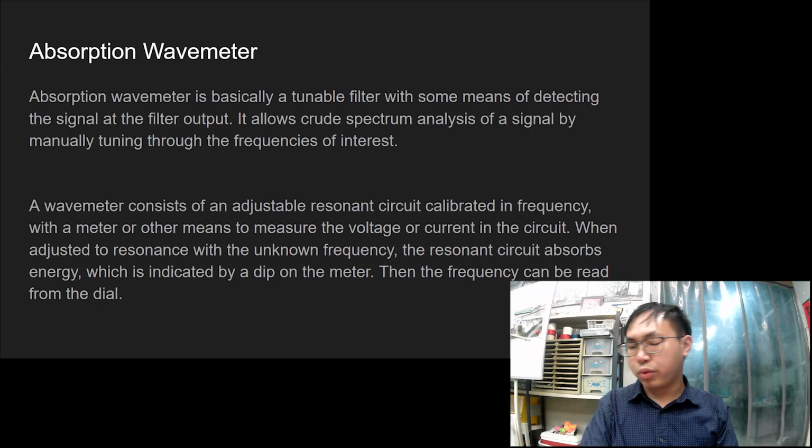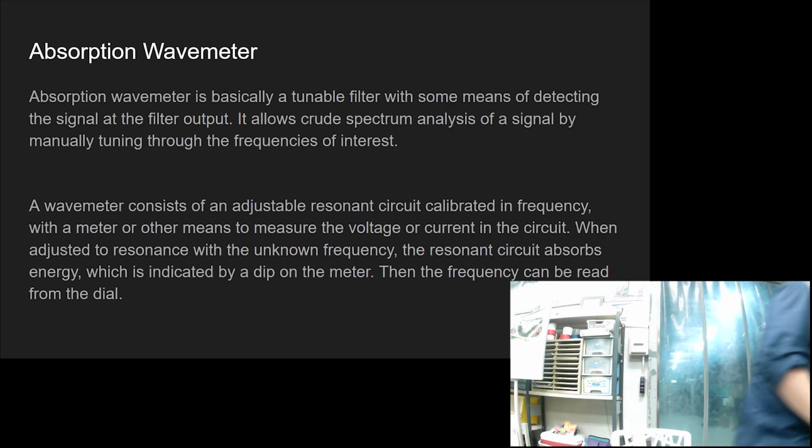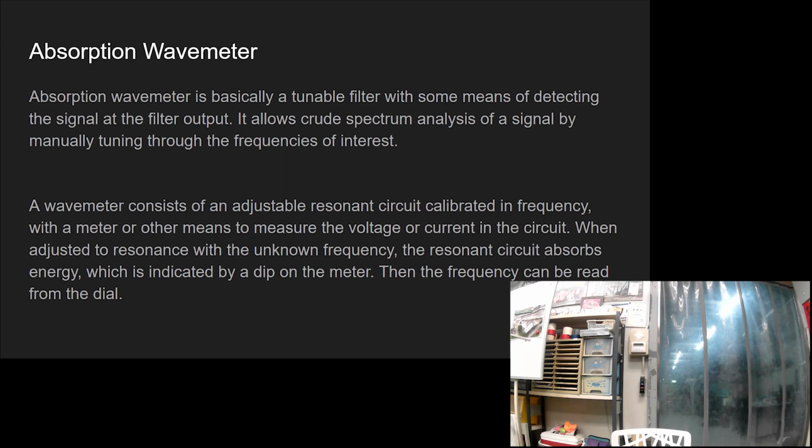Still remember when we talked about the crystal radio? Let me bring the crystal radio with me. Thank you. This crystal radio. Yeah, this is a headphone. The green one is the antenna. Thank you.